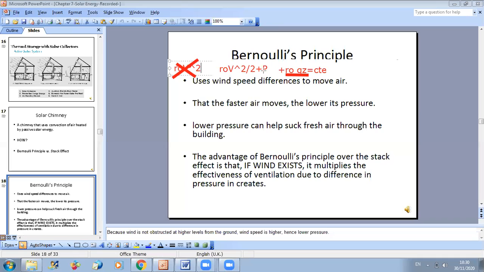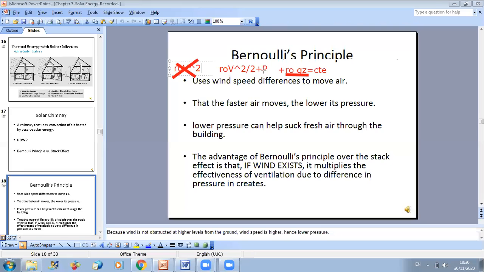Okay, so in stack effect, we mainly rely on a change in density due to temperature variation, while in Bernoulli's principle, we rely on change in velocity, for example, when we have wind, in order to create a certain pressure drop that will circulate air. Now, the advantage of Bernoulli's principle over the stack effect is that if wind exists, it multiplies the effectiveness of ventilation due to differences in pressure it creates. So when you have wind, this will add the effect of pressure difference.